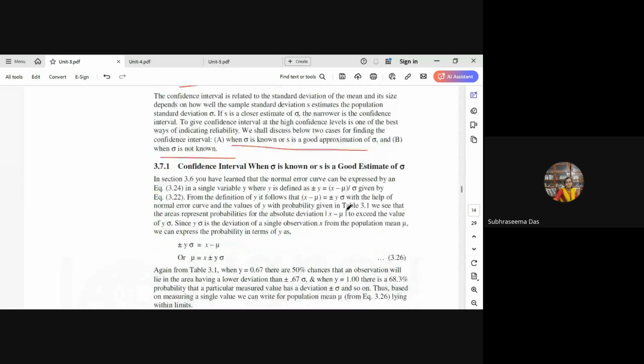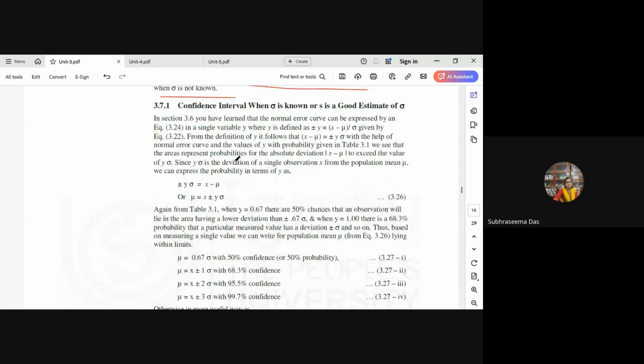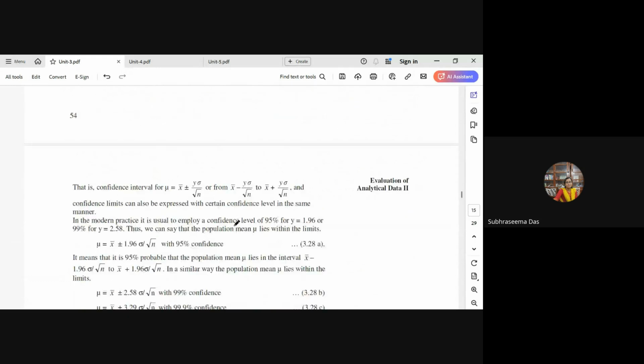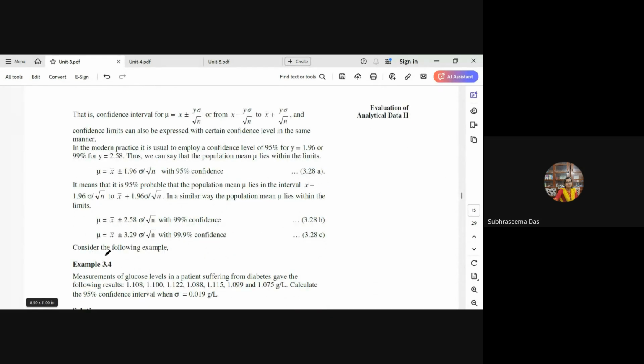Now, to calculate the confidence level, we first need to find the confidence interval, and it can be done in two cases: when sigma is known and when sigma is not known. Whenever sigma is known, we have a variety of equations, and using these equations we can find the confidence percentage of the data.